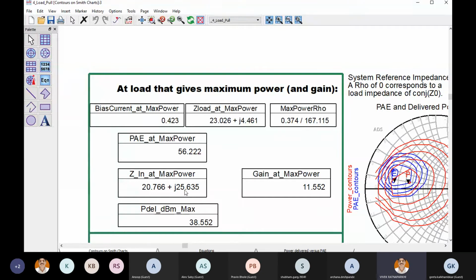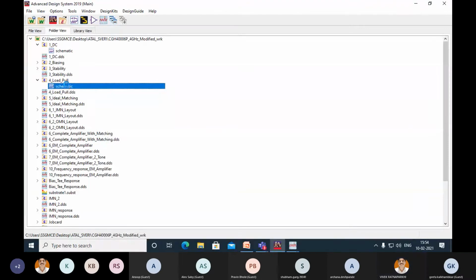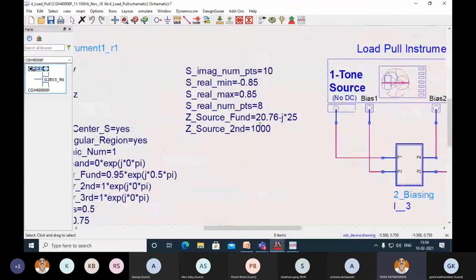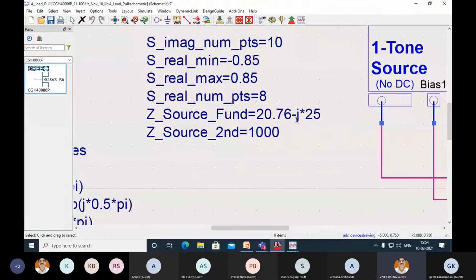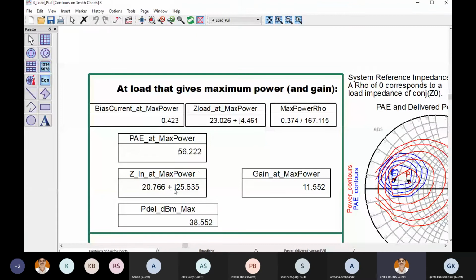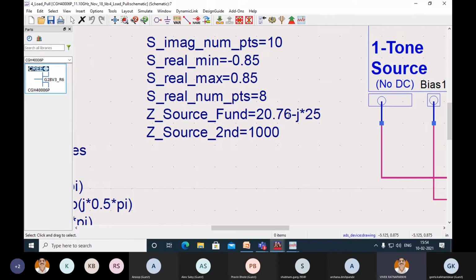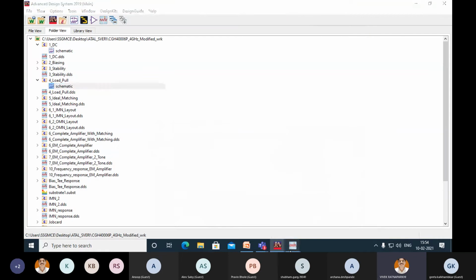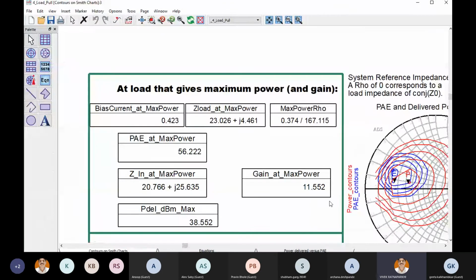And if you come back into the schematic and see, this is the source impedance 20.76 minus J25. So ZS is the conjugate of Z in. All right. During your first load pull, these impedances will not be equal. You have to pick up the impedance from here and place its conjugate in this particular setup. So you have to rerun your load pull. It is not like once you do the load pull you will get the exact output.